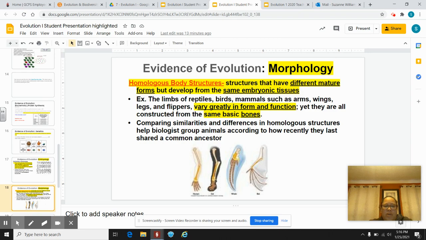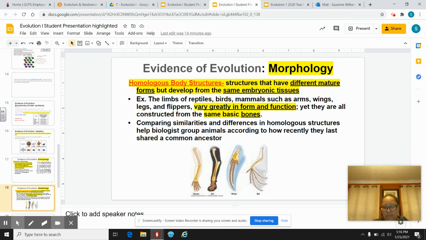We are going to start with homologous body structures. So remember that HOMO as a prefix means the same. Okay. So what's the same here? Let's look at the example of a human arm, a cat leg, a whale flipper, and a bat wing. Obviously, when they're covered up and you're just looking at them, they don't look the same. They don't do the same thing, right?